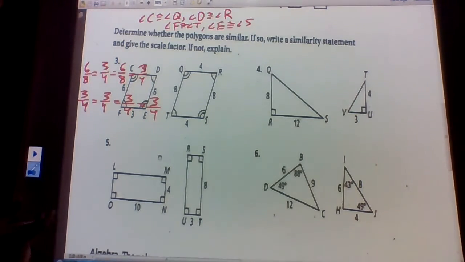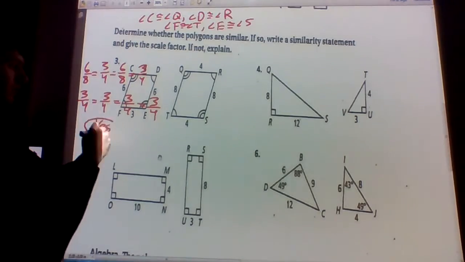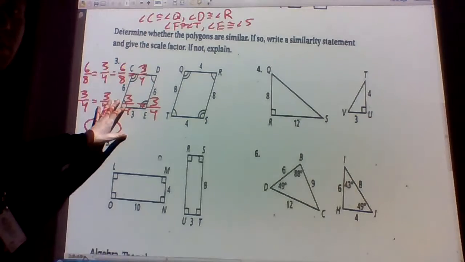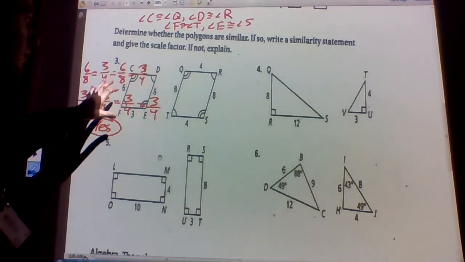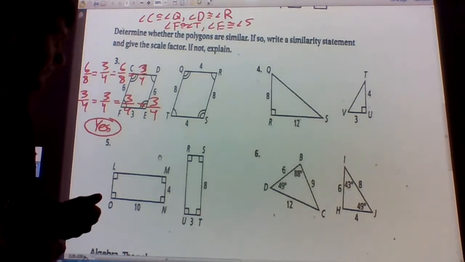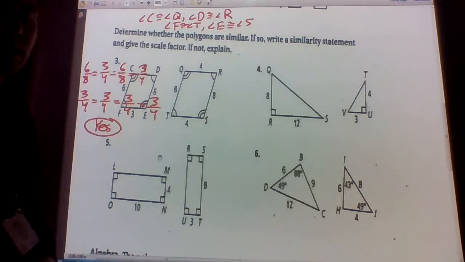So since they're all equal, we say yes, the figures are similar. They're similar because their angles are congruent and sides are proportional. We know the sides are proportional because the ratio of all the sides are equal. Okay, since all the ratios are equal, all those sides are proportional.